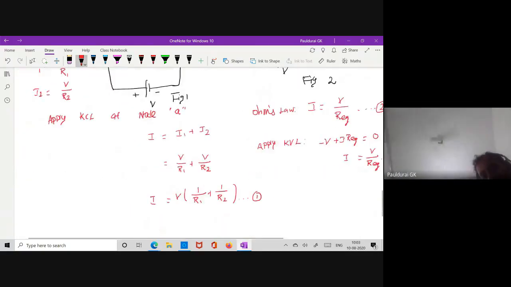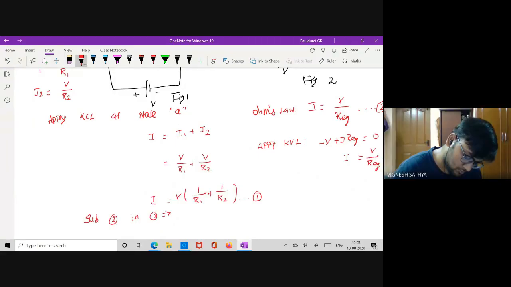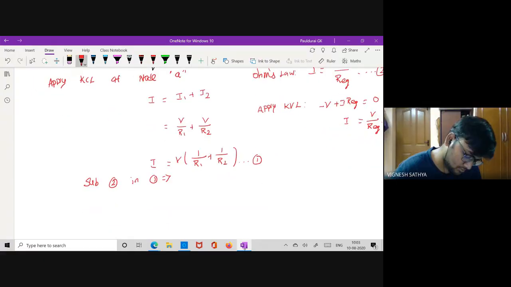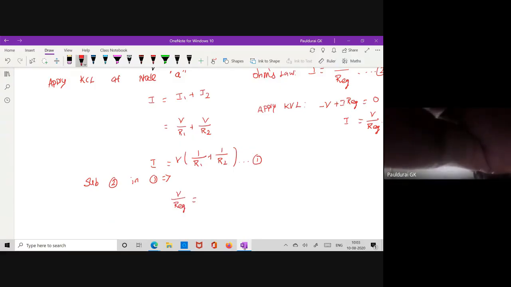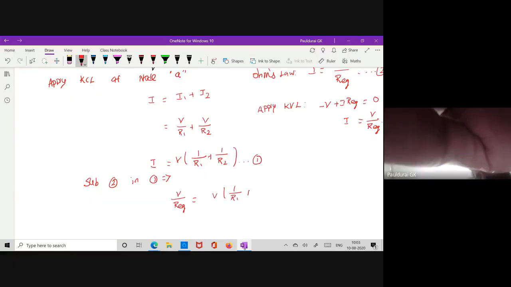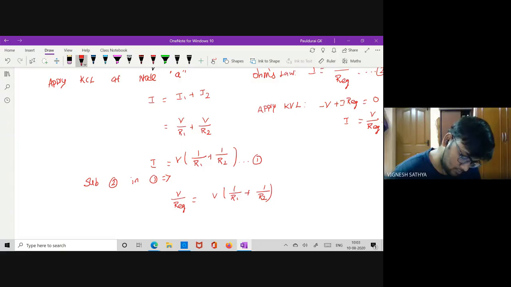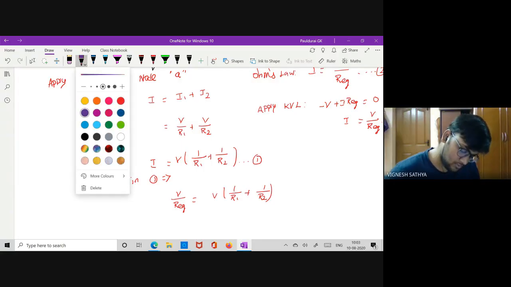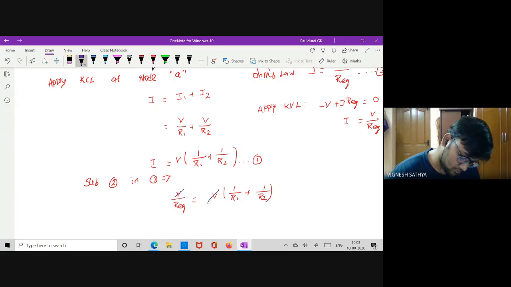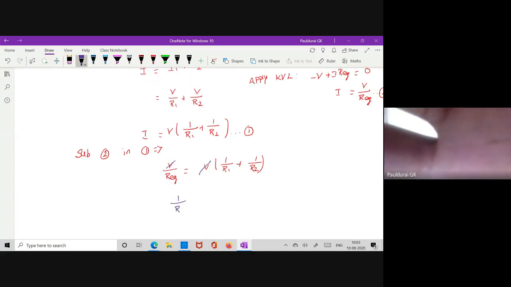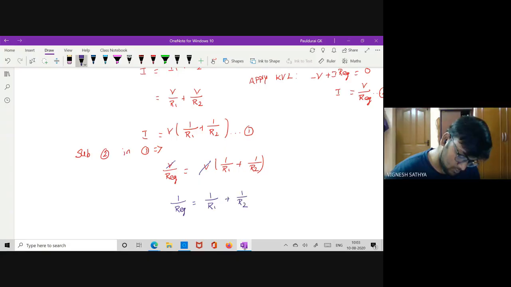Now substitute 2 in 1. What will you get? What is equation number 2? V by R equivalent, which is equal to V times 1 by R1 plus 1 by R2. Now what will happen? V and V get cancelled. So the conclusion: 1 by R equivalent equals 1 by R1 plus 1 by R2.